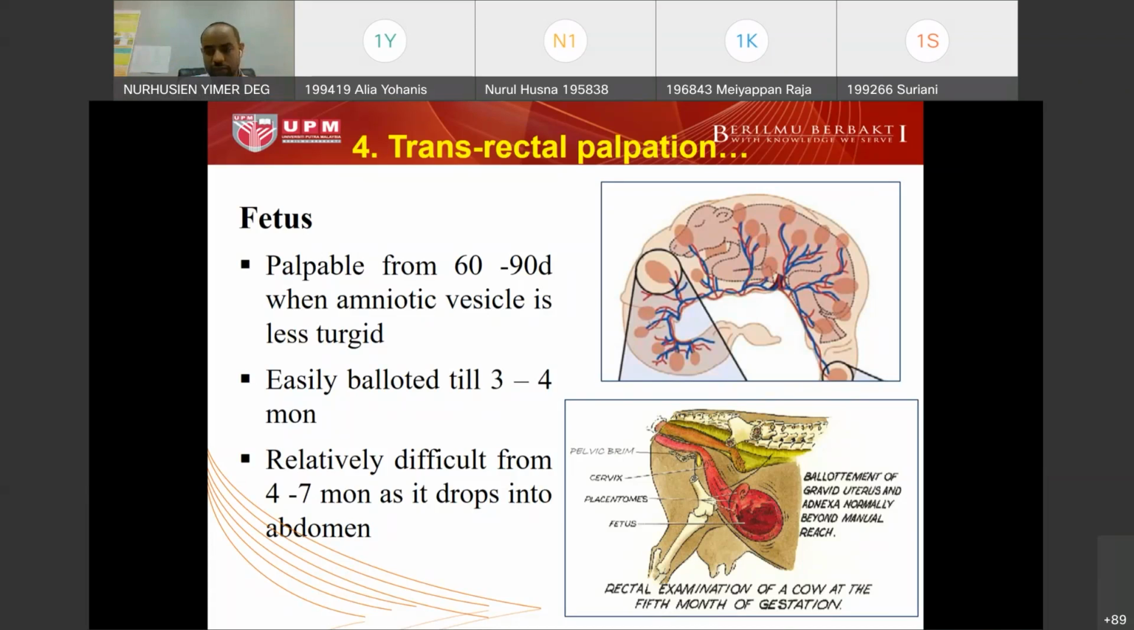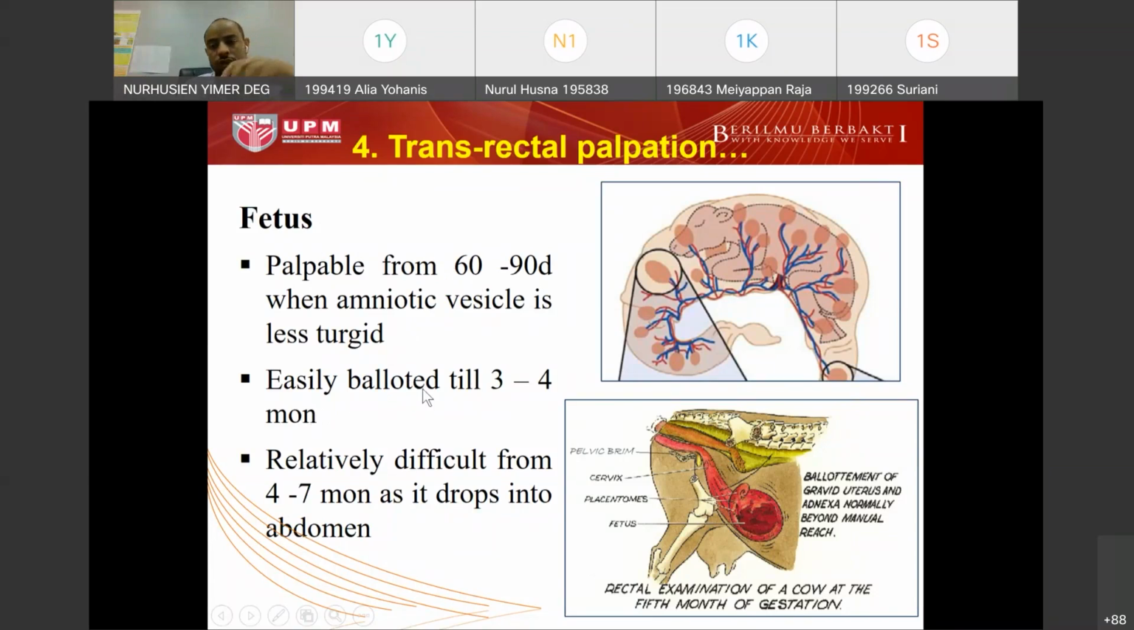So even though you do ballottement and palpation, you may not be able to appreciate it. But around day 60, the tension on the wall of the fetal membrane will tend to reduce, meaning it becomes flexible. So when you do ballottement or palpation, you can easily reach the fetus and appreciate it within the fetal membrane. This is the best time for you to appreciate the fetus.